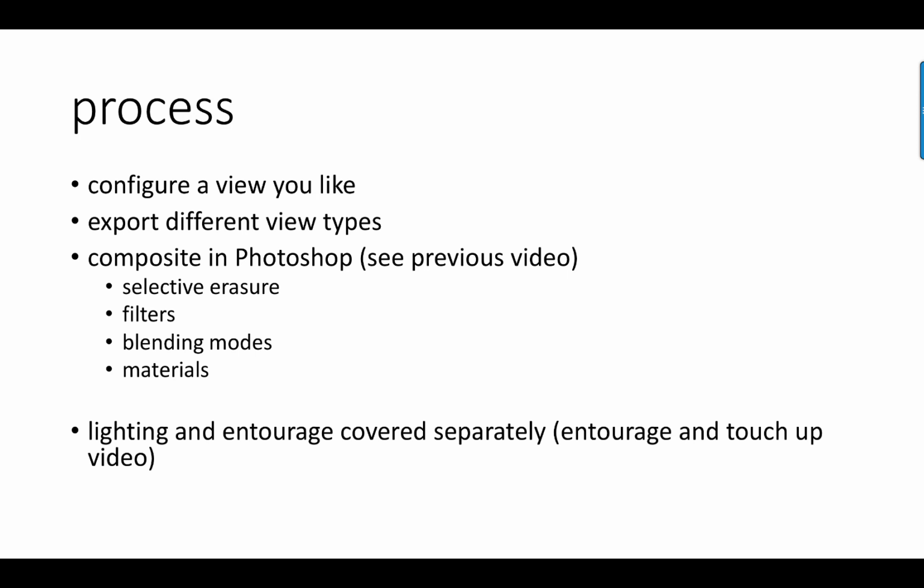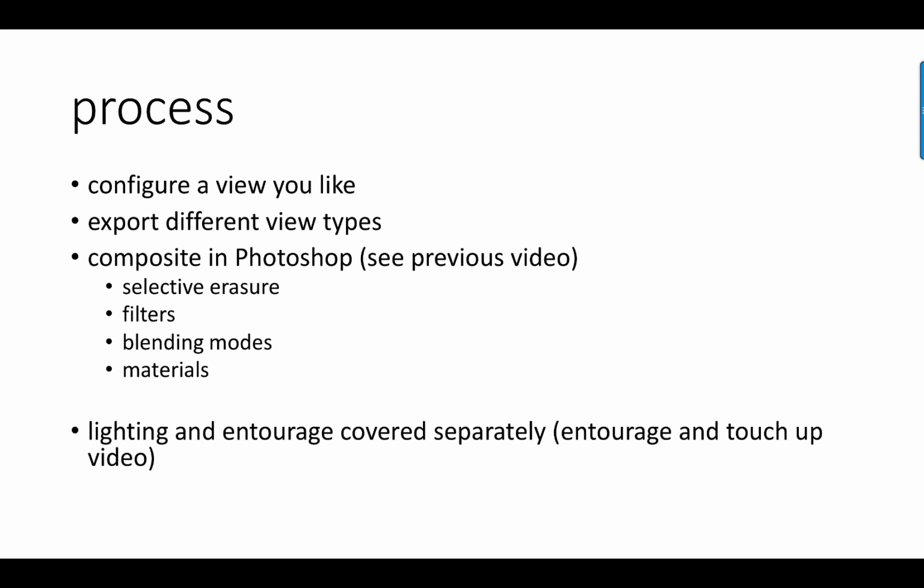First of all, configure the view that you like. That's the most important thing, and we've already had an exercise in composition. And then export different types of views, different kinds of view settings without changing the perspective or cropping. So that you might have a sketchy view, a realistic view, maybe even a view with lighting rendered in it. And then we're going to composite them in Photoshop.